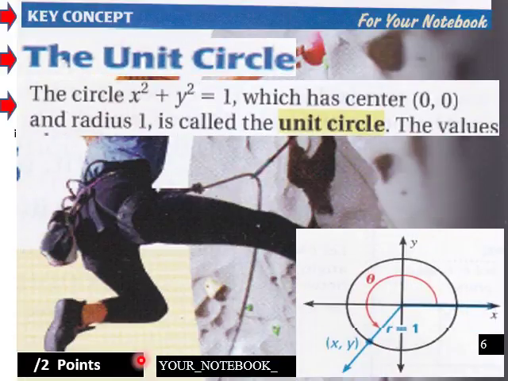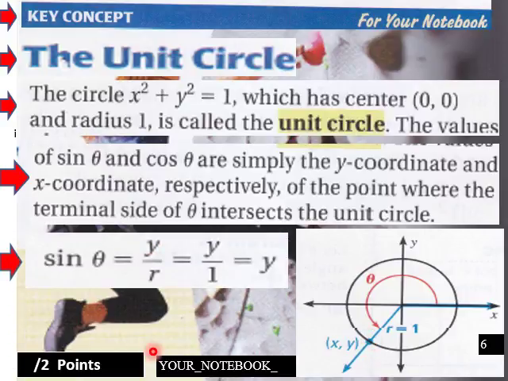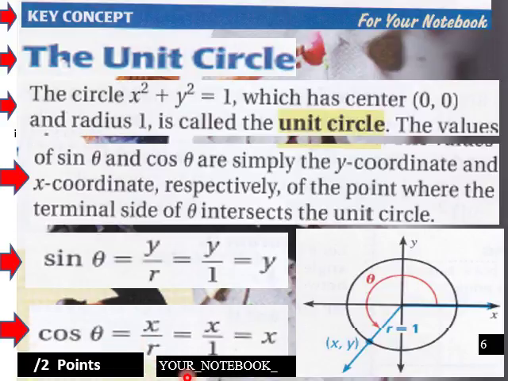Okay, the unit circle. The circle x squared plus y squared equals 1, with center 0, 0, is called a unit circle. The values of sine and cosine are simply the y and x coordinates, respectively, at the point where the terminal side of theta intersects the unit circle. Here's theta, so where it intersects is out here.